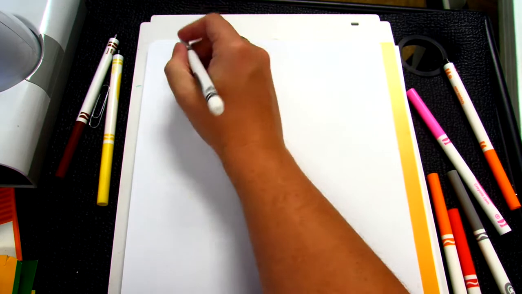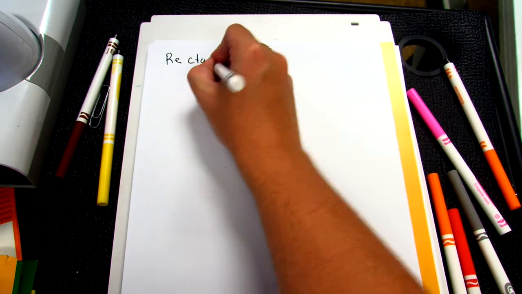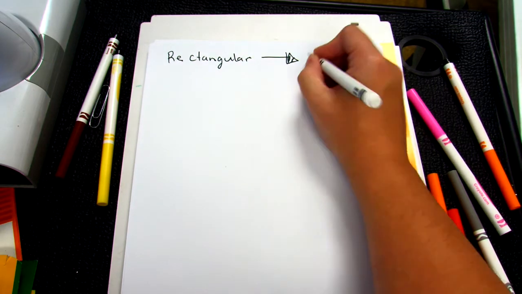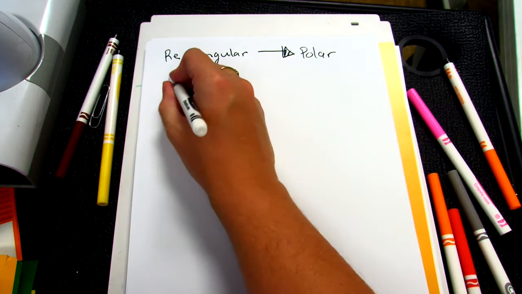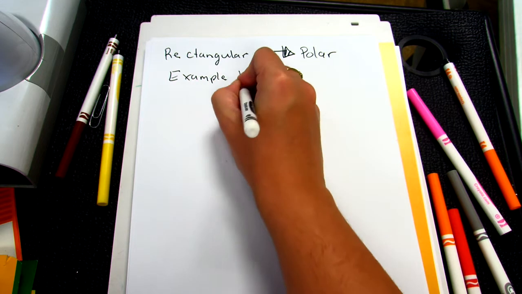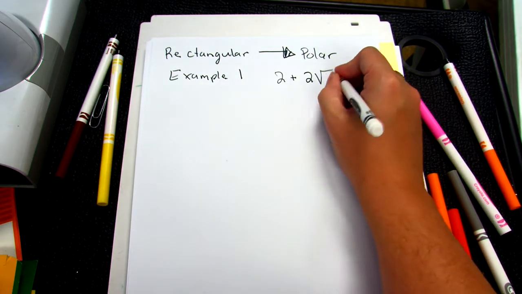Again, let's start with going from rectangular to polar. We're going to do 2 plus 2 square roots of 3i.